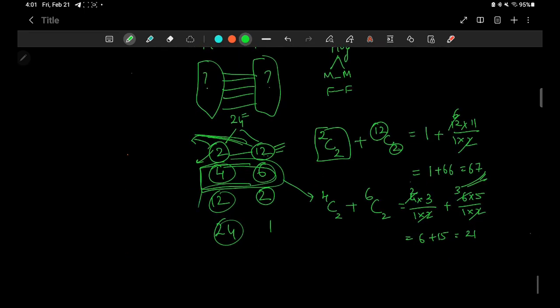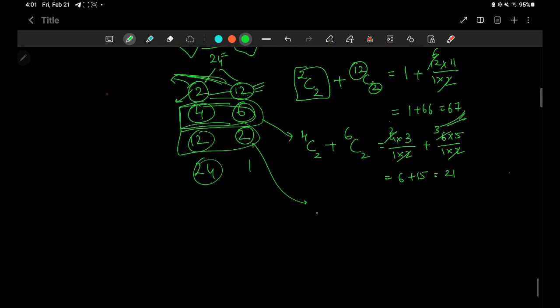Okay, another possibility is 12 and 2. 12 and 2 is what? 12C2 plus 2C2. 2C2 is 1, 12C2 is what? 12 into 11 by 1 into 2. 66. Again 67 will come. Another combination is 24 and 1. No, this one is not possible because only one female is there here. One female cannot hug herself.